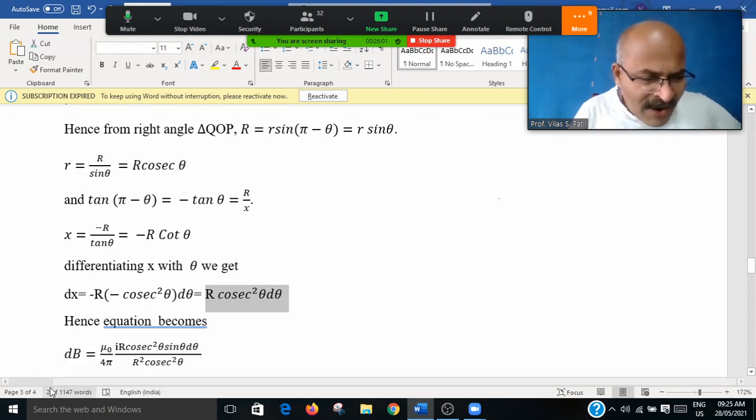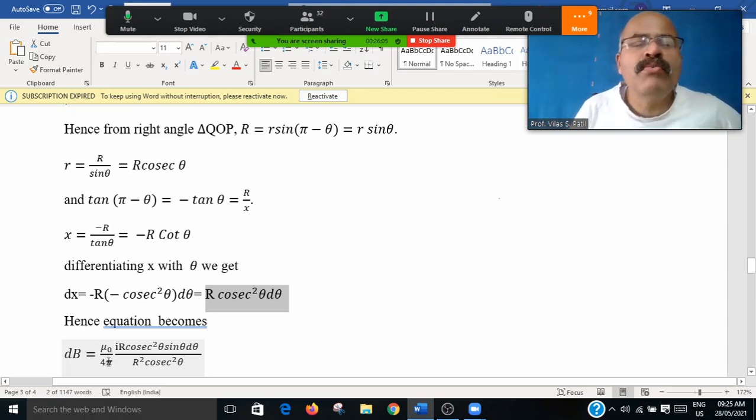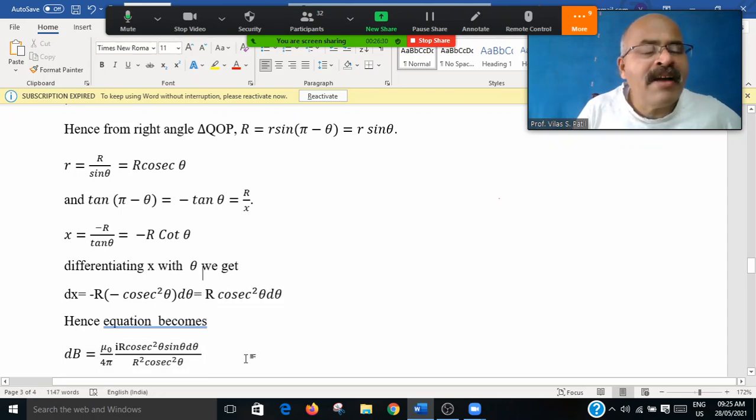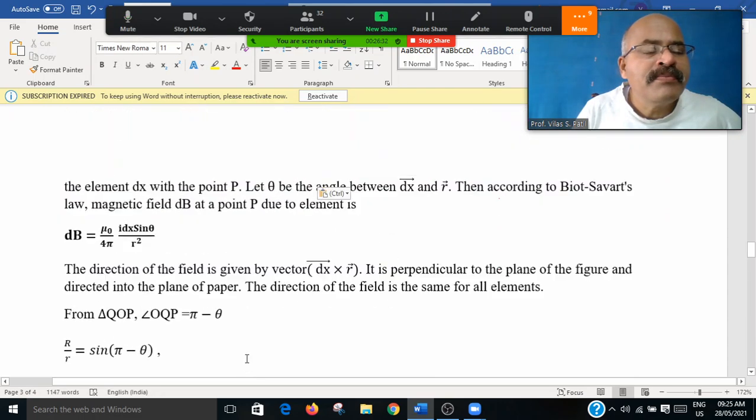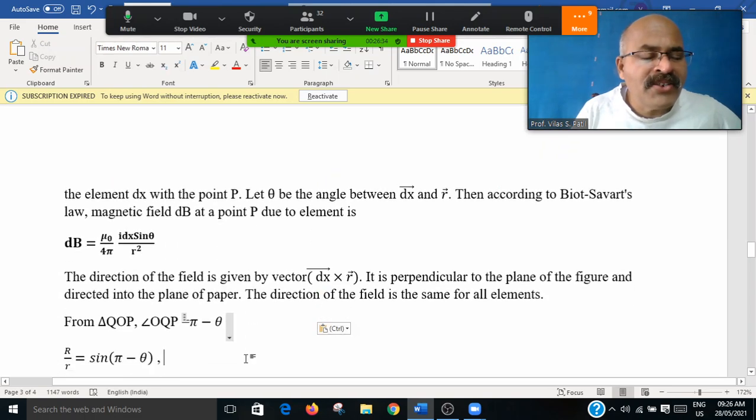वरच्या रिलेशन मध्ये जावा, डीबी इज इक्वल टू म्यू झिरो डिवायडेड बाय 4 पाय आय आहे. आता इथं कशाबद्दल आपण पुटअप केलं, डीएक्स बद्दल, आर इंटू कोसेक स्क्वेअर थिटा डी थिटा, पुढे साइन थिटा आहे, आणि डिवायडेड बाय काय आहे बघा, कॅपिटल आर स्क्वेअर, डिस्टन्स आहे.